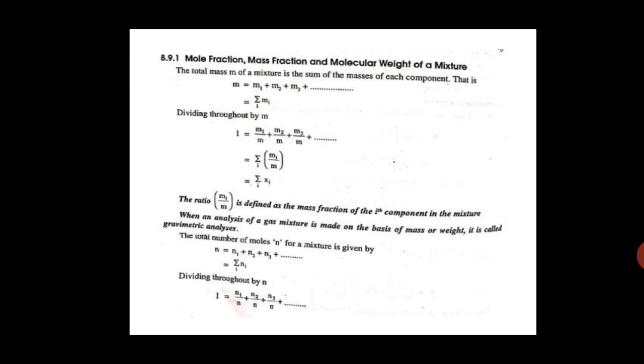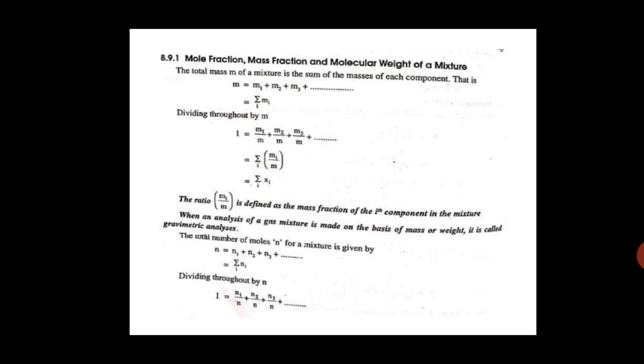When an analysis of a gas mixture is made on the basis of mass or weight, it is called gravimetric analysis. So there are 2 types of analysis. One is gravimetric analysis, the other is volumetric analysis. If you consider by mass, I think you have studied in first year engineering chemistry, when you are dealing with mass or weight, it is called gravimetric analysis. And when you do analysis based on volumes, it is called volumetric analysis.